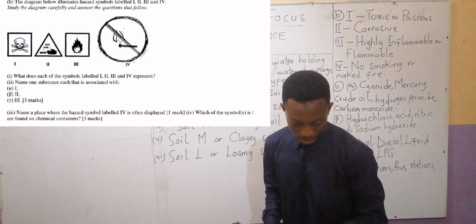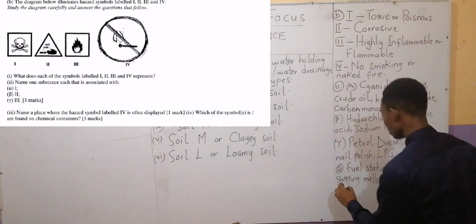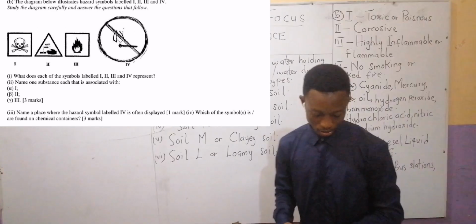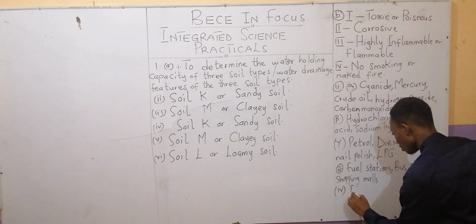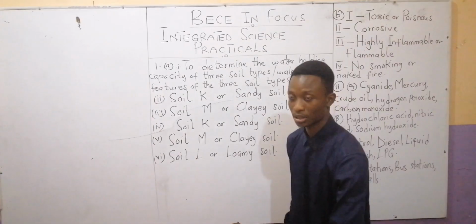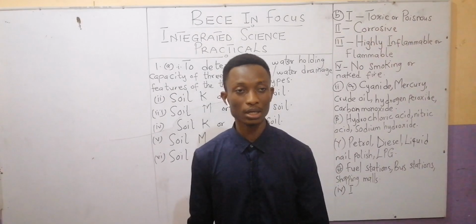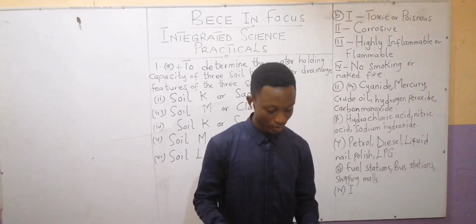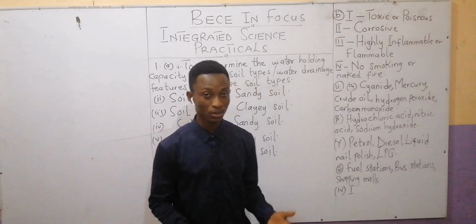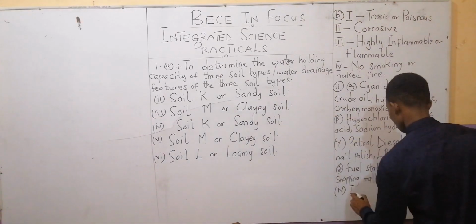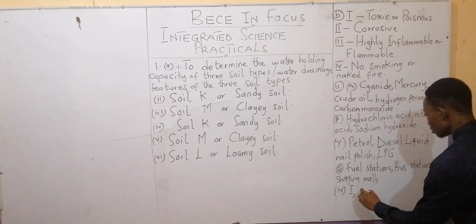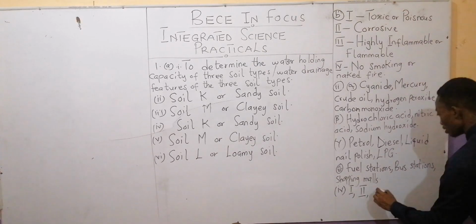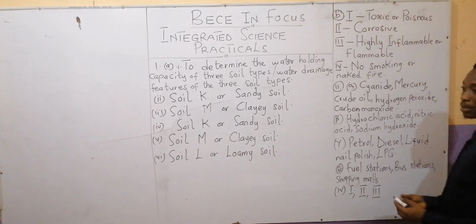Then IV, which of the symbols is or are found on chemical containers? Mostly I, you find I on chemical containers. That is toxic. Things that are chemical are sometimes seen as poisonous, so you see this symbol to deter you from touching or using them. Also corrosives, things that burn, acids, you see the symbol there, and also highly inflammable. So here it's talking about containers.